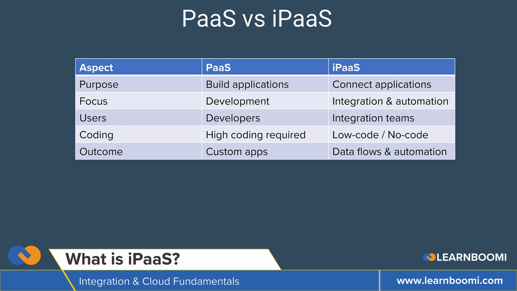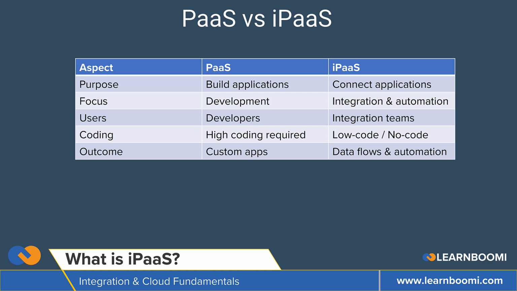When it comes to coding, high coding is required in PaaS because it's a platform for developers and development. iPaaS is basically low code and no code, because it is mostly configuration based and a drag and drop kind of application that will be given to you so that you can configure or write the process flows. We'll go into more detail on it, but as of now, iPaaS is mostly a low code or no code application.